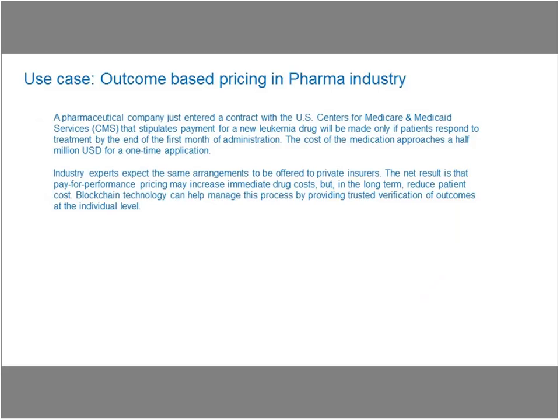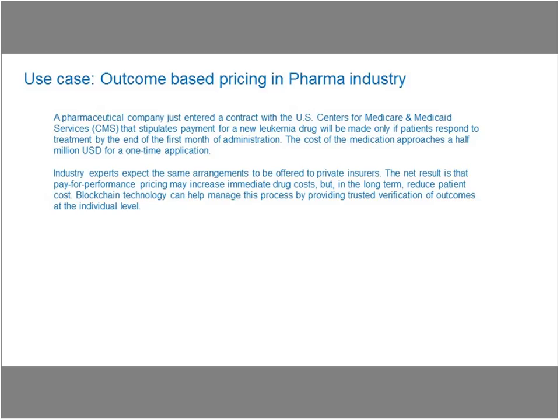The last use case is outcome-based pricing in the pharma industry. Here, a pharmaceutical company entered a contract with the U.S. Centers for Medicare and Medicaid Services, CMS, which stipulates that payment for a new leukemia drug will be made only if patients respond to the treatment by the end of the first month of administration. The cost of the medication approaches $500,000 for a one-time application. So this is one outcome-based pricing use case.